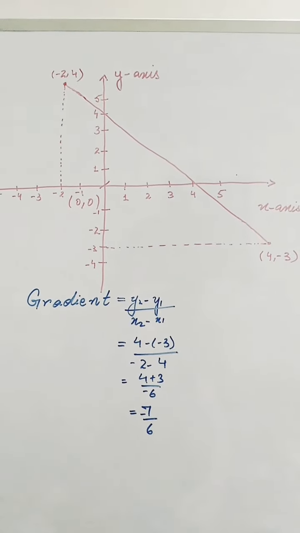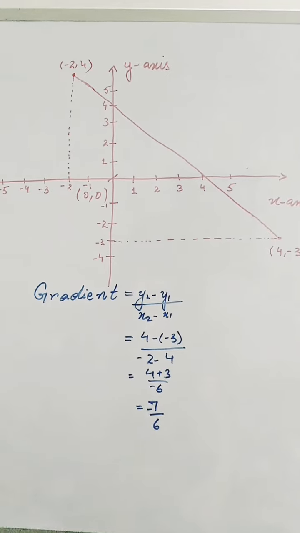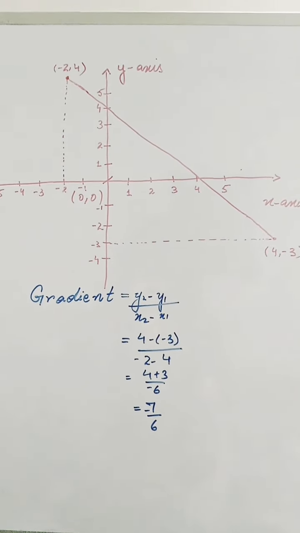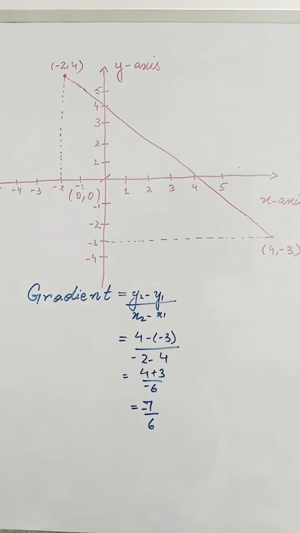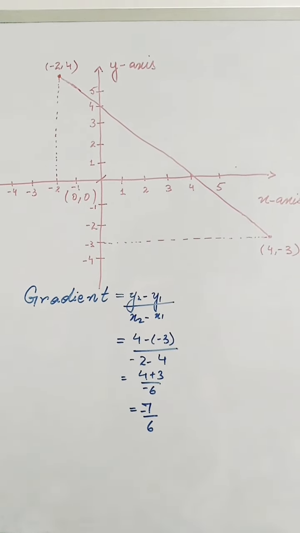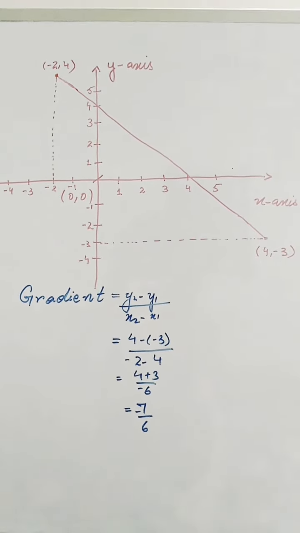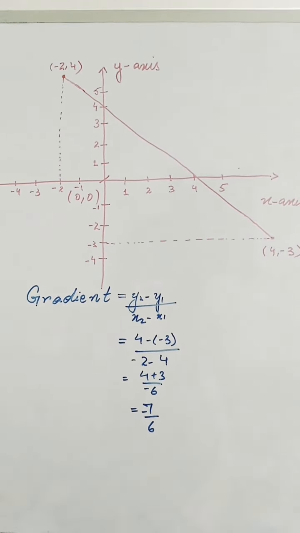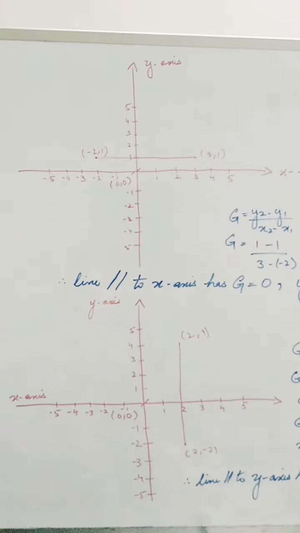So we have two sets of coordinates, (4, -3) and (-2, 4). Now by using the formula of the gradient, which is (y2 minus y1) over (x2 minus x1), we can easily find out the gradient of this given line, which is passing through both the axes. And the gradient comes out as -7 over 6.